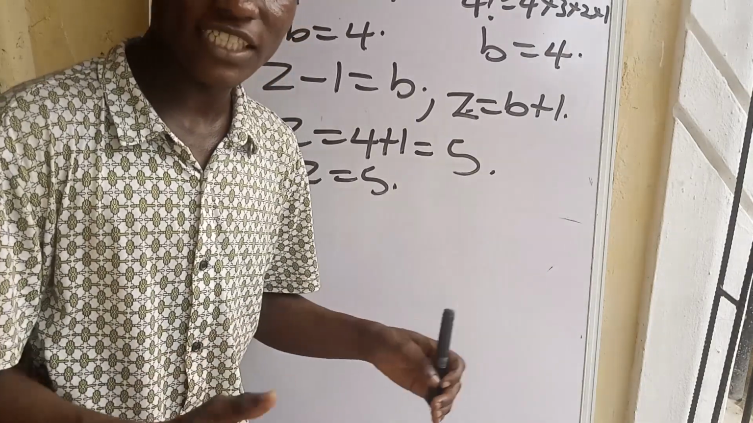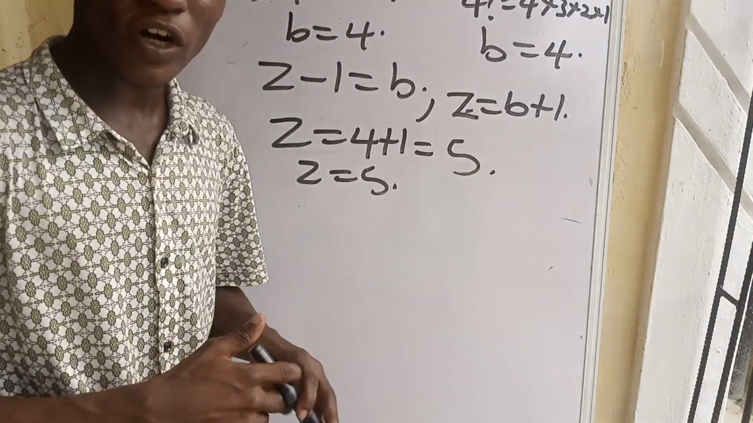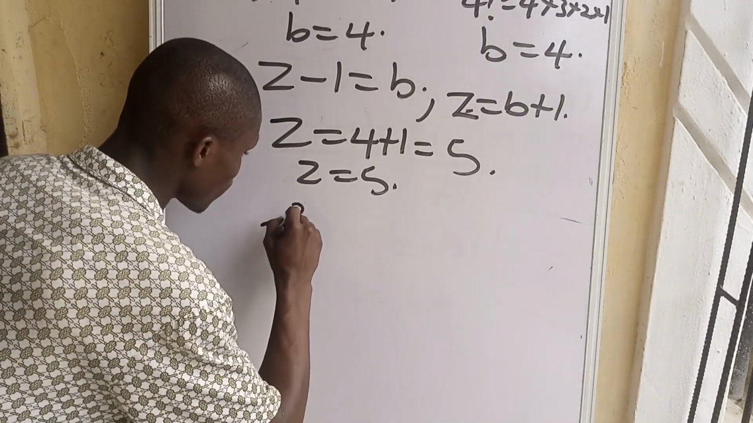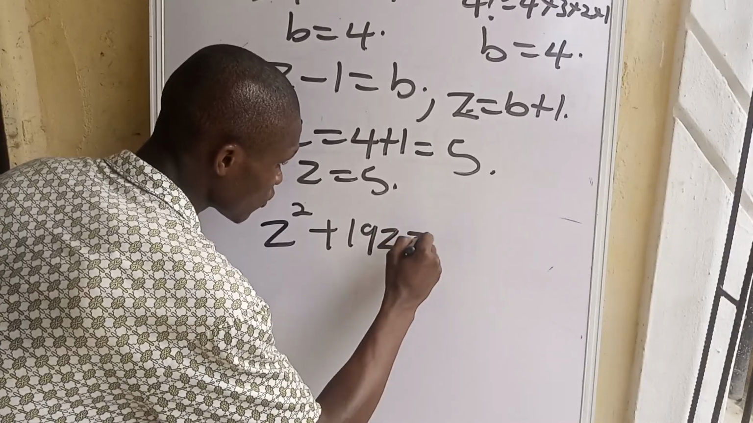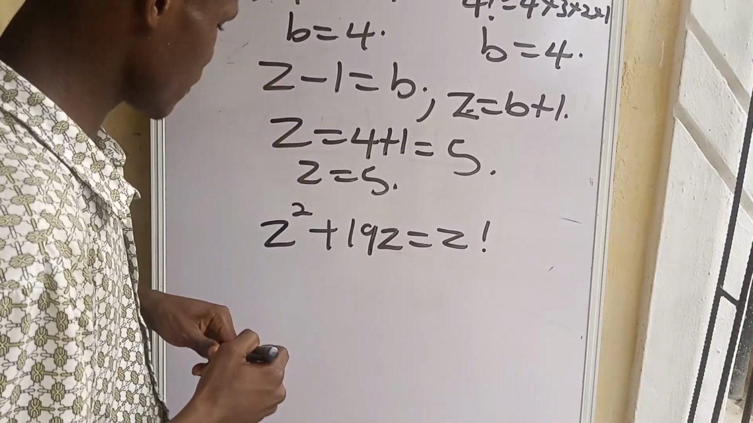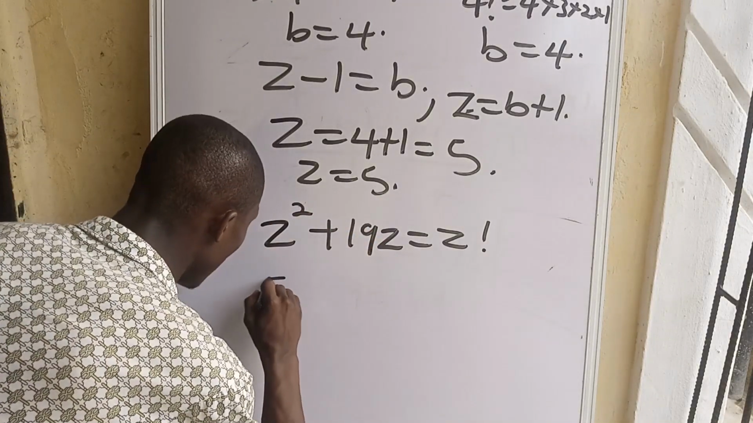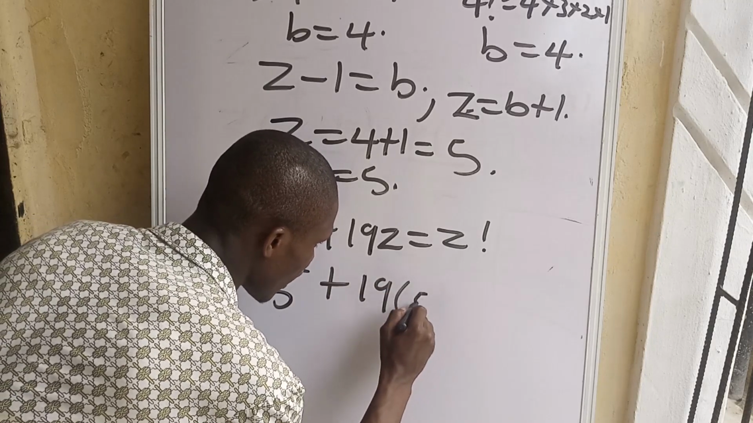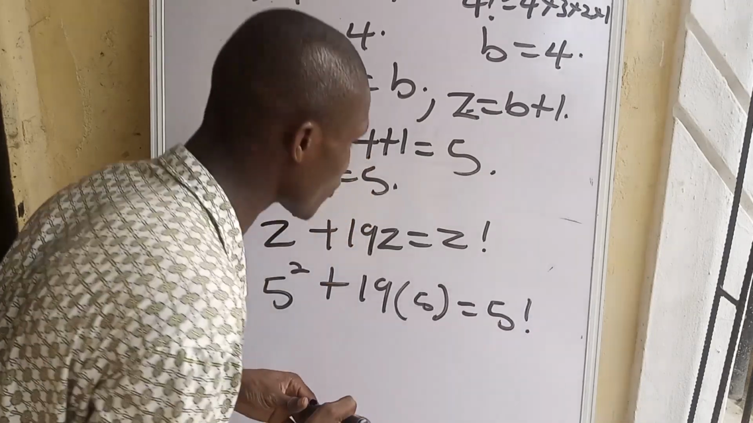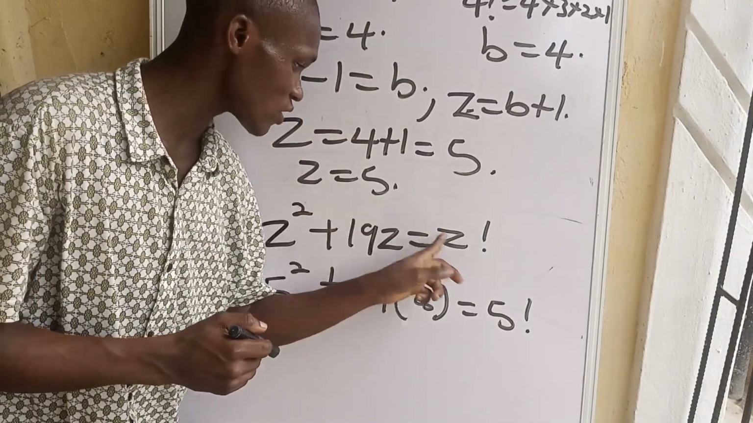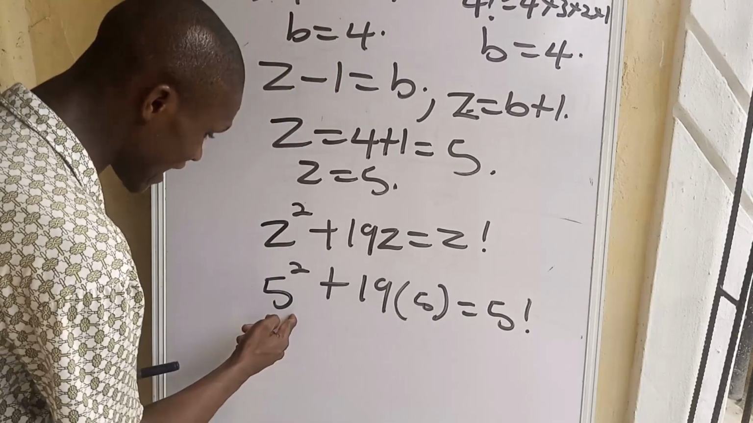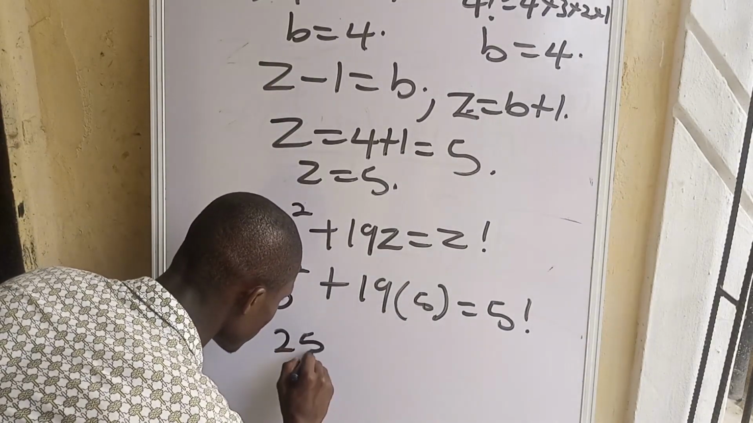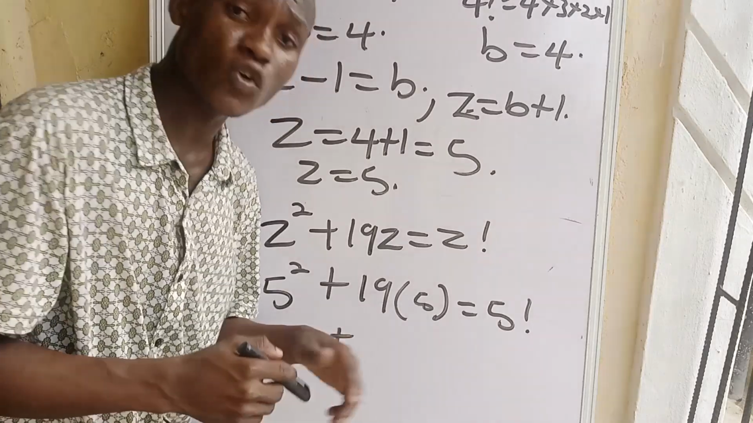So let's now prove that the value of z is actually correct by going back to our first question, which said z to the power of 2 plus 19z is equal to z factorial, right? So in the place of z, we are going to put 5. So we are left with 5 to the power of 2 plus 19 times 5 in brackets is equal to 5 factorial, because we are saying our z is equal to 5. So we are putting 5 factorial. 5 to the power of 2 is going to give us 25. 25 plus, and 19 times 5 is going to give us 95.